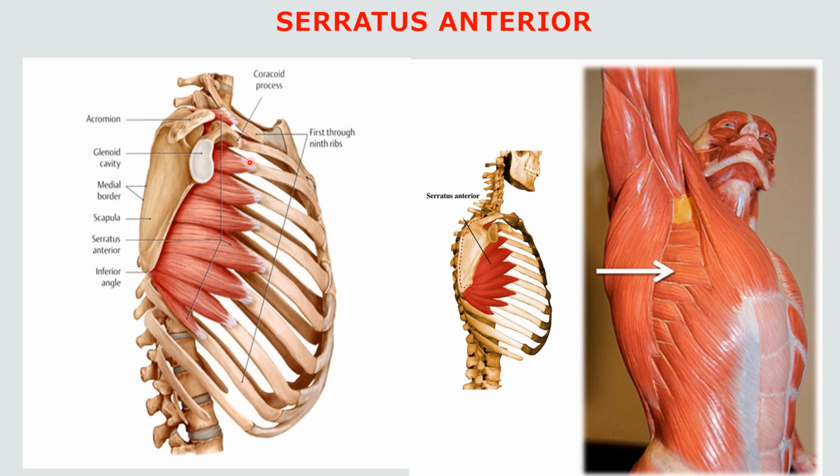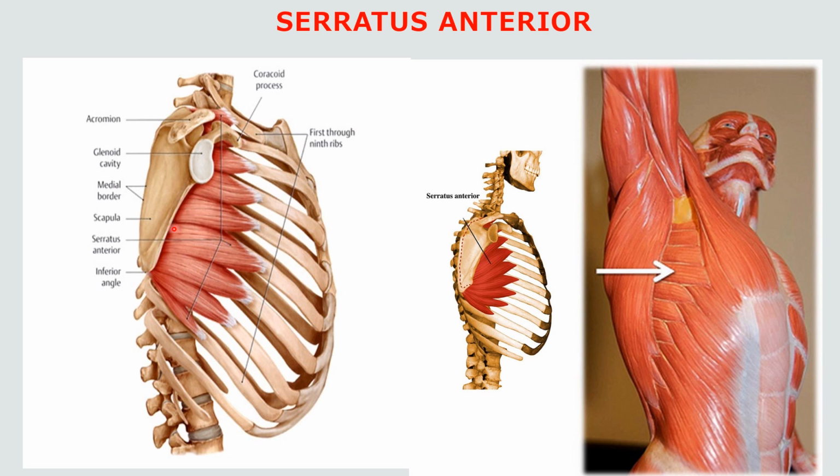The lower 4 slips interdigitate with the costal origins of the external oblique muscle of the abdomen. Okay, so this is the origin of the serratus anterior. Coming to the insertion, all digitations of the muscle pass backwards around the chest wall, and they reach the costal surface along the medial border of the scapula for insertion.